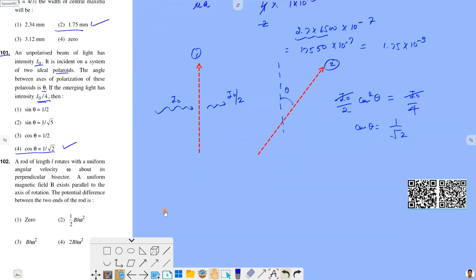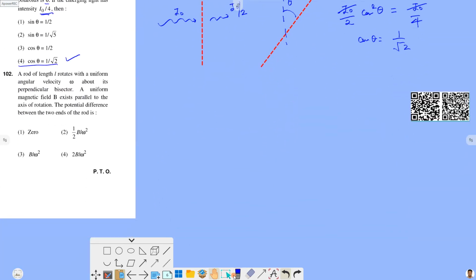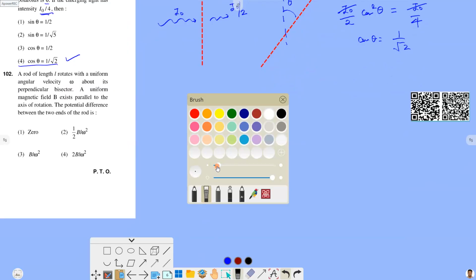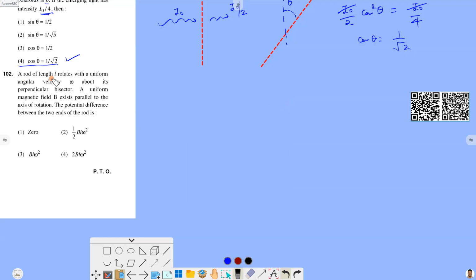102. So here we have, let me increase the thickness. A rod of length L rotates with uniform angular velocity omega about its perpendicular bisector. A uniform magnetic field B exists parallel to the axis of rotation. The potential difference between the two ends of the rod will be. Now here it is asked that we have to find the potential difference between the two ends of the rod, and we don't know what the point of rotation is.